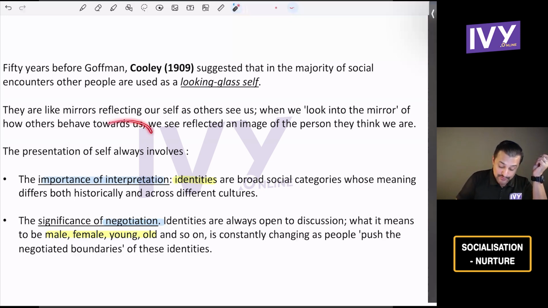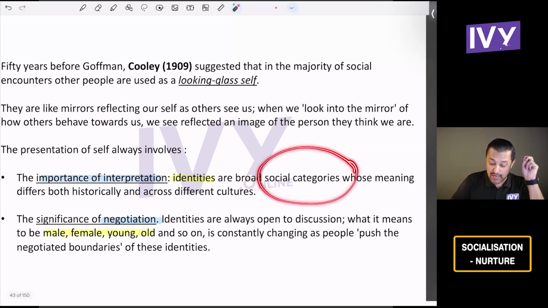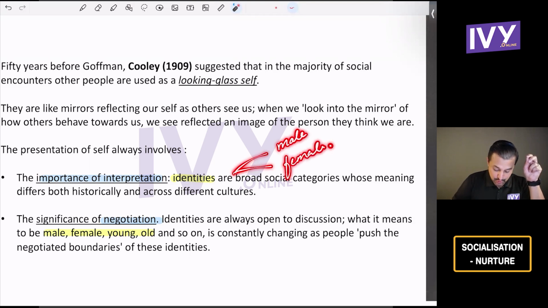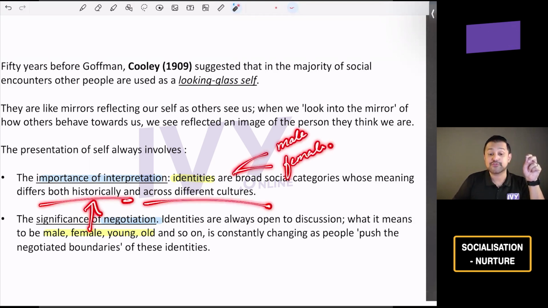So the presentation of self always involves, number one, the importance of interpretation, right? The way we're interpreting ourselves, the situation, or our identities. Identities are broad social categories whose meaning differs both historically and across different cultures. The most basic example, a male identity and a female identity, varies with time and across societies.